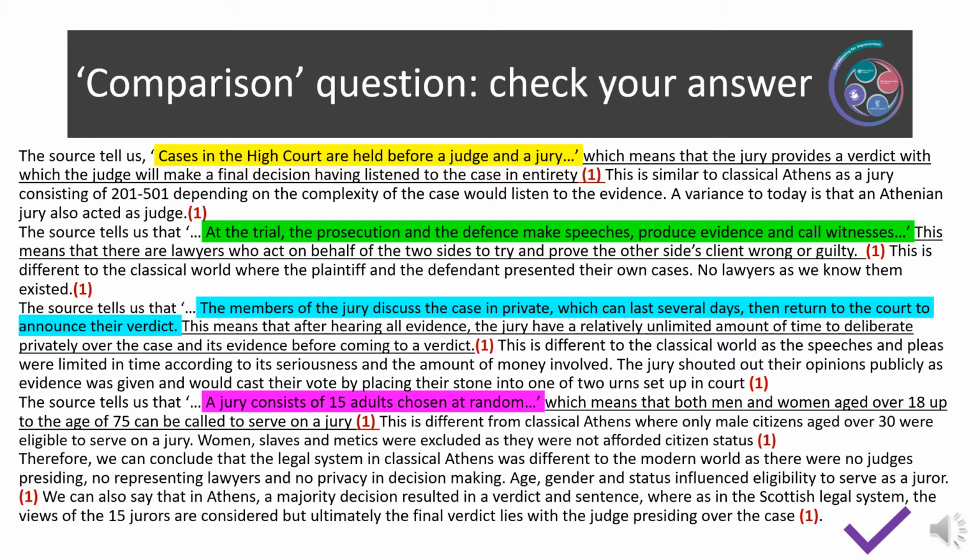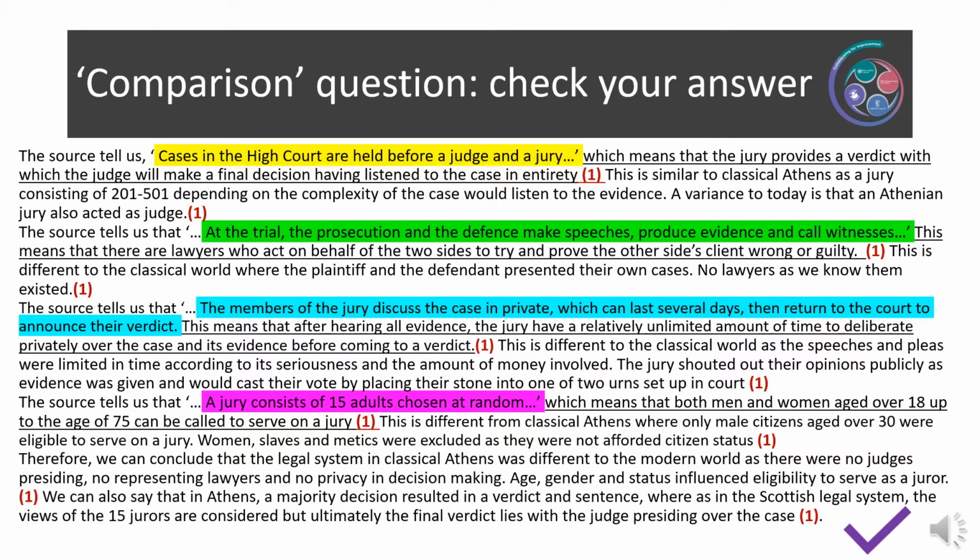The source tells us that, quote, a jury consisted of 15 adults chosen at random, which means that both men and women aged over 18 up to the age of 75 can be called to serve on a jury today. This is different from classical Athens, where only male citizens aged over 30 were eligible to serve on a jury. Women, metics and slaves were excluded as they were not afforded citizen status.